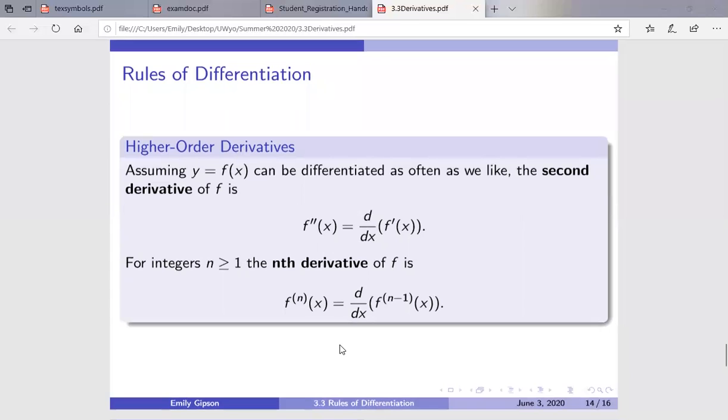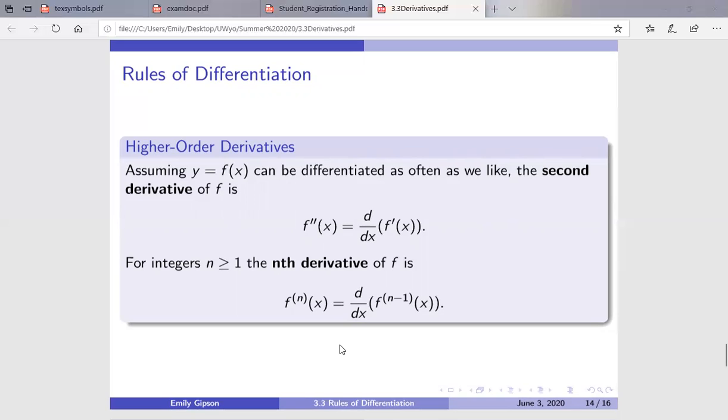So finally, higher order derivatives. If I can take a derivative once, can I take it twice, maybe 3 times? And the answer is yes, I can take it as many times as my function will allow. So assuming that y equals f of x can be differentiated as often as we like, the second derivative of f is f double prime of x equals d dx of f prime of x.